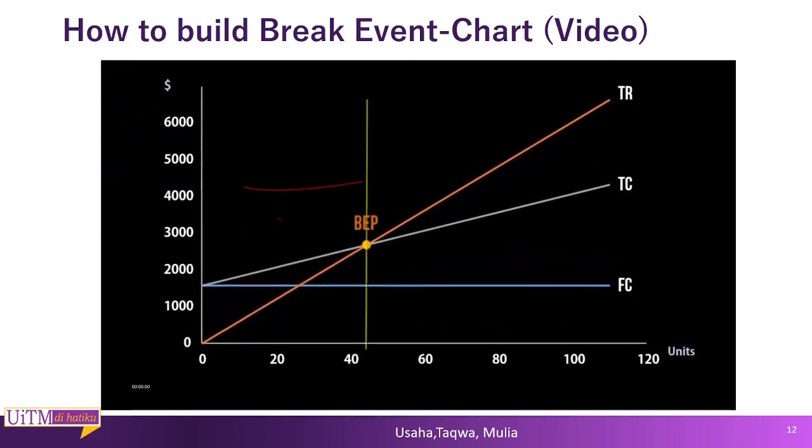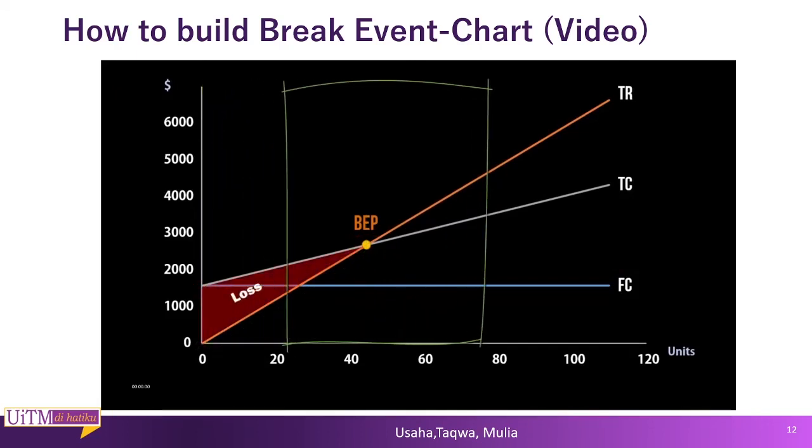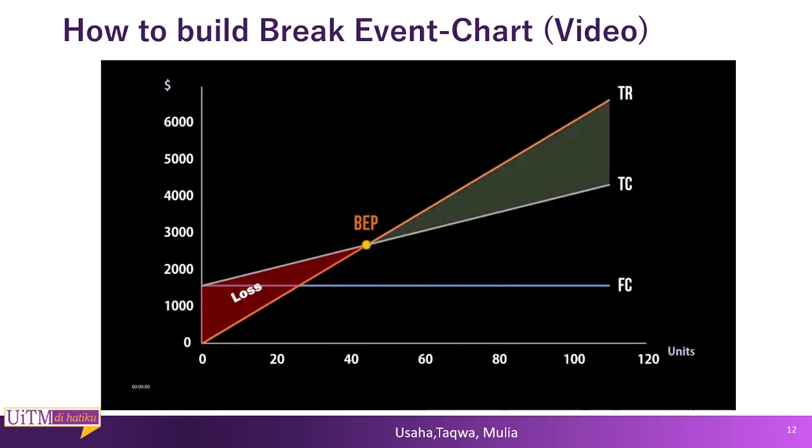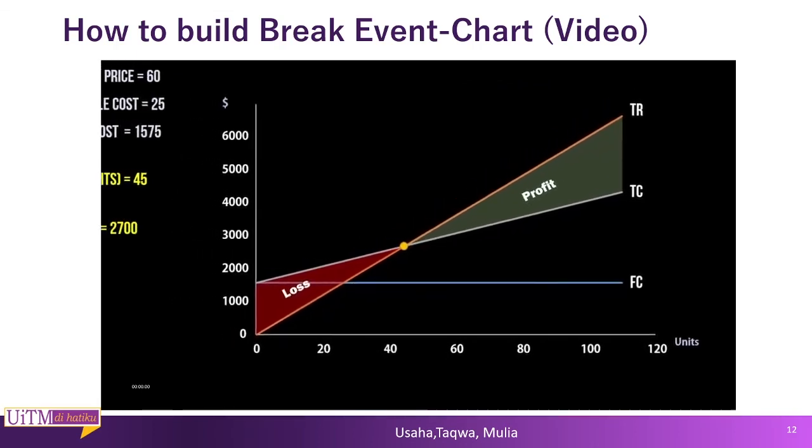Now, before breaking even, the total cost is higher than total revenue, so this region constitutes losses. And after breaking even, total revenue is greater than total cost, so this region constitutes profit. And that's it. Thanks for watching.